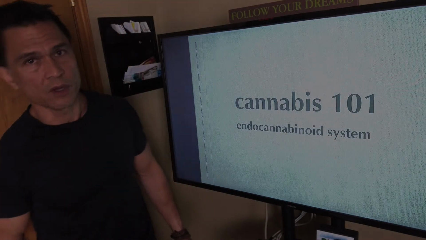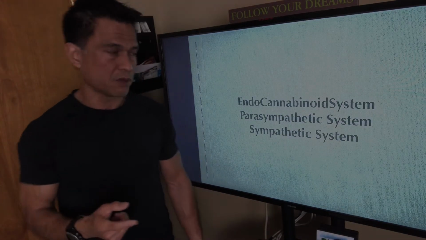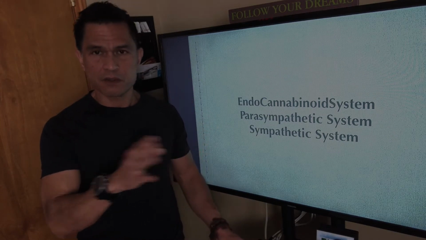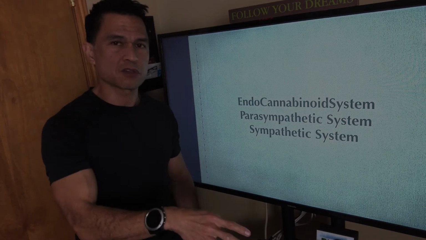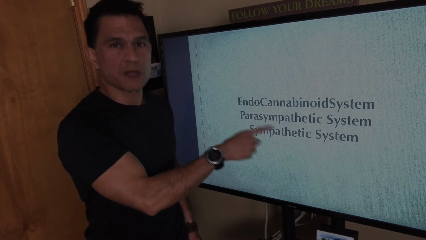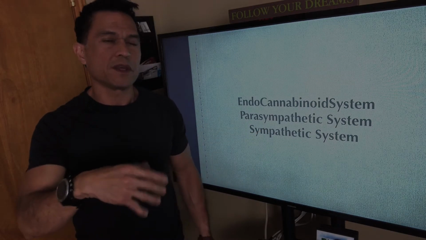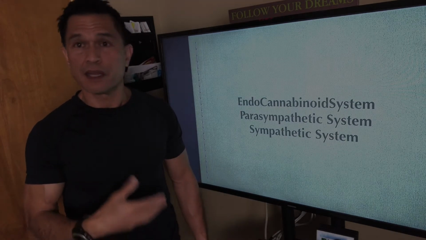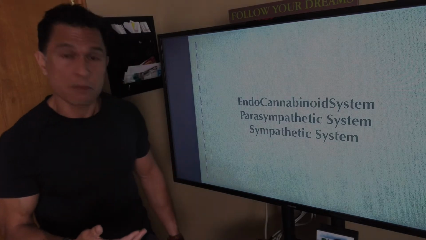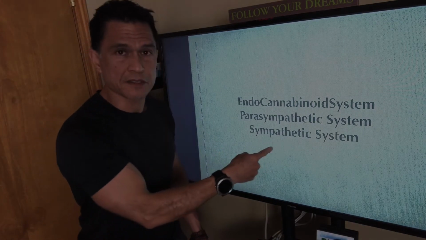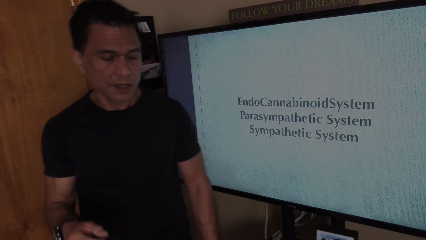So, Cannabis 101. You have to understand the endocannabinoid system. The endocannabinoid system is very, very important. But you don't have to be a scientist and go back into Biochemistry 101. I think all of you know that there is a parasympathetic system. That's the one that helps you relax and digest and fall in love and have sex and repair. And then there's a sympathetic system. You probably all know that one more.